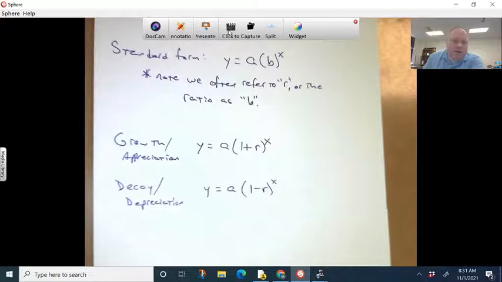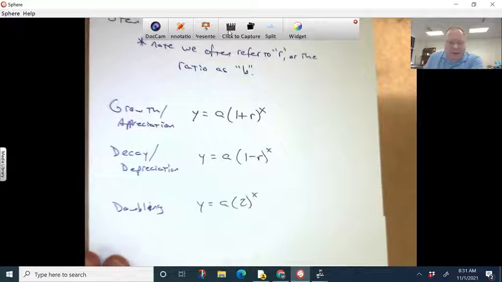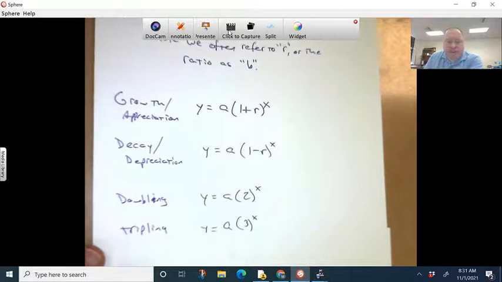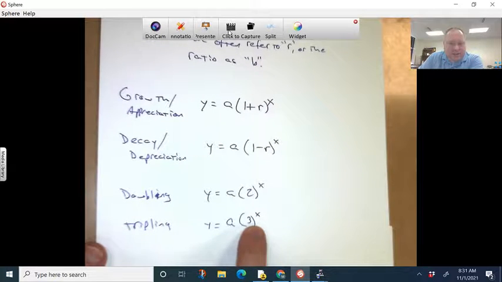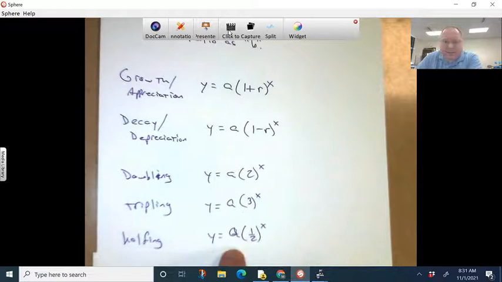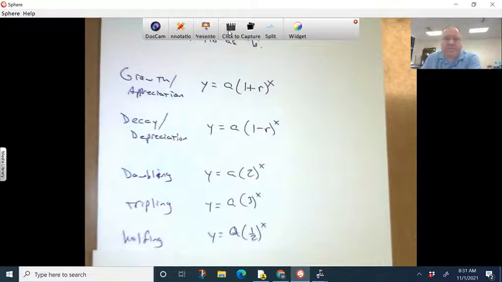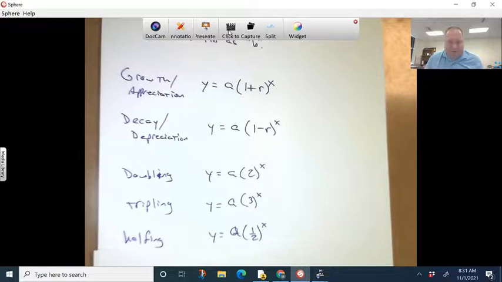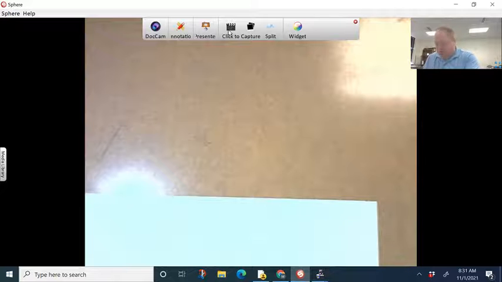Now, other common forms are doubling, hence it's a 2, tripling, meaning it's a 3 on the inside, or halving, so it's a 1/2 inside the parentheses. Note that in all of these cases, A is the amount that we start with, okay? Whether that's money, whether that's the number of bacteria, what have you. Okay, now there's a couple things we have to pay attention to here, some details.